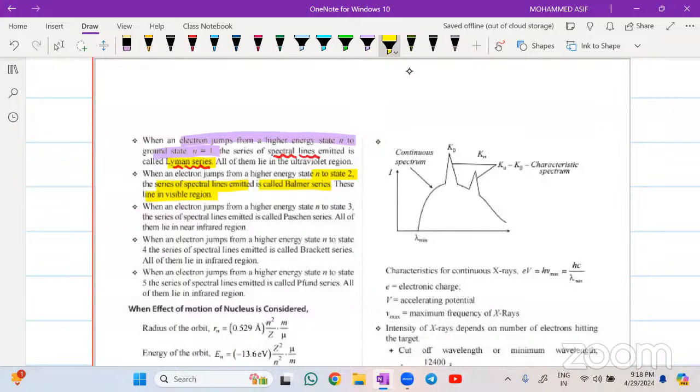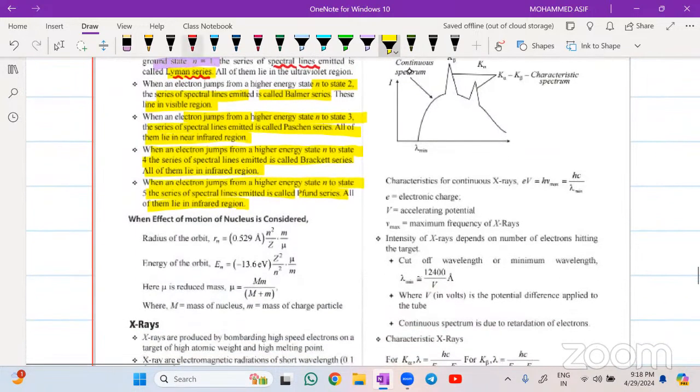Visible region. The same way, when an electron is jumping from higher state n to the state 3, the series of the spectral lines is called Paschen series, and all of these lie in the near infrared region. And when the electron jumps from higher energy state n to the state 4, the series is called Brackett series, and all of them lie in the infrared region. The same way, when the electron jumps from higher energy state n to the state 5, that series is called Pfund series, and all of them lie in the infrared region.